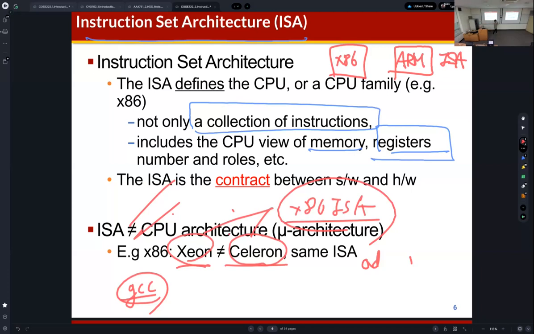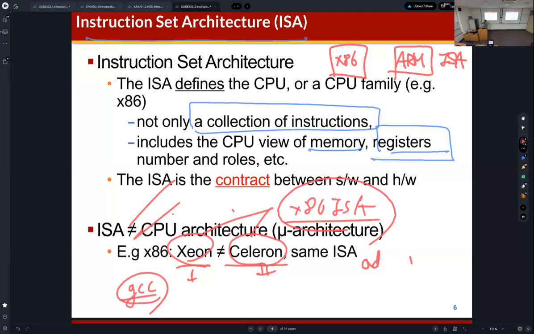But the microarchitectures of these two CPUs are different. So what does that mean? Microarchitecture just represents the hardware architecture inside of a CPU core. We can say that Xeon is a very powerful CPU, but Celeron is not. Celeron is the low-end CPU, and its performance is very low compared to the Xeon. It is because the hardware design is different, and this hardware design is defined by the microarchitecture of the CPU design.